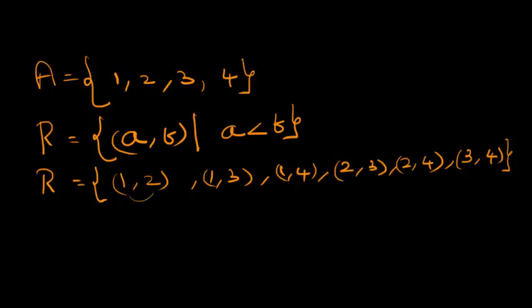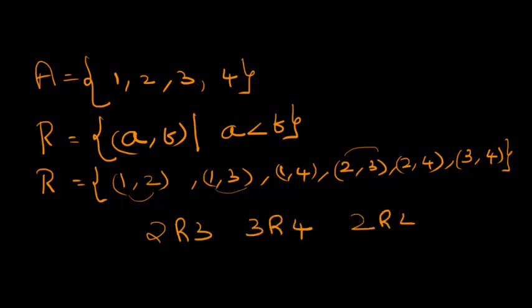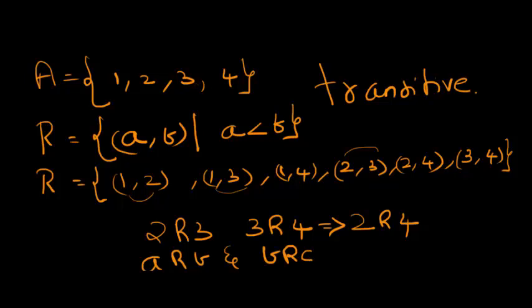Let's see here. 1 is related to 2, 2 is related to 3, and 1 is related to 3. 2 is related to 3, 3 is related to 4, and 2 is related to 4. So this now becomes a transitive relation. A relation in which a is related to b and b is related to c implies a is related to c is said to be a transitive relation. Overall, if a relation satisfies all three conditions, that relation will be called an equivalence relation.